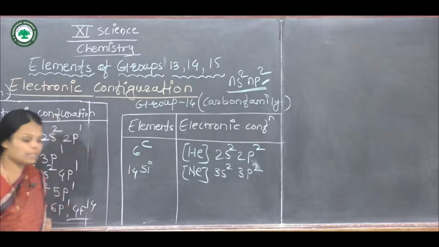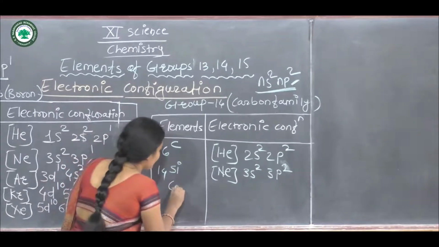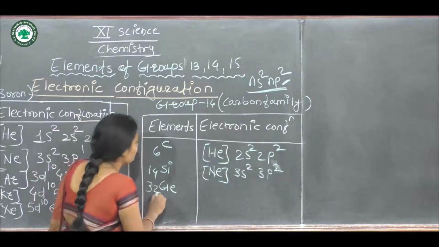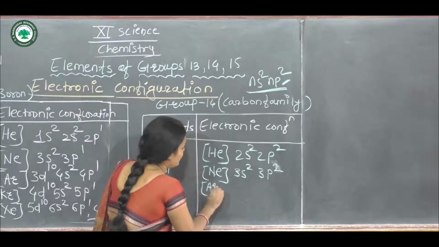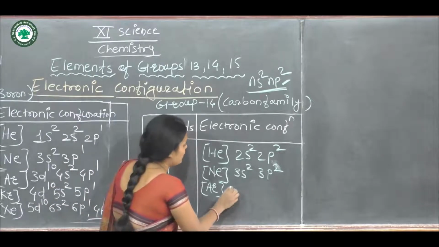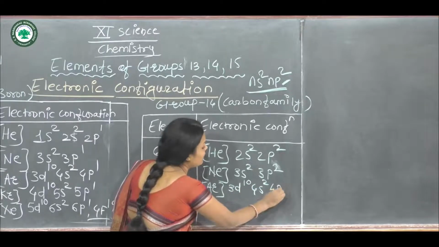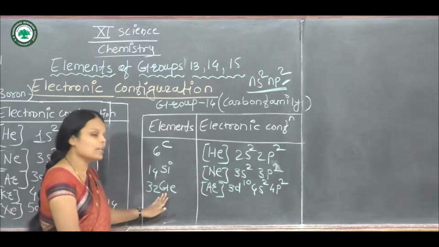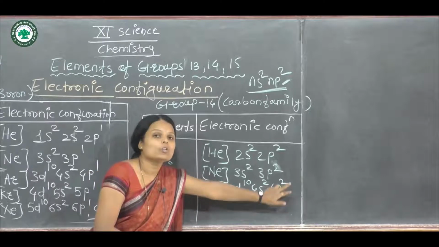Now the next element in that family is germanium, Ge. Its symbol is Ge, its atomic number is 32, and it's represented by argon. Here is argon, and its atomic number is 18. Now the electronic configuration is 3d10, 4s2 and 4p2. This is the electronic configuration of germanium. Its atomic number is 32, and its electronic configuration is 3d10, 4s2 and 4p2.